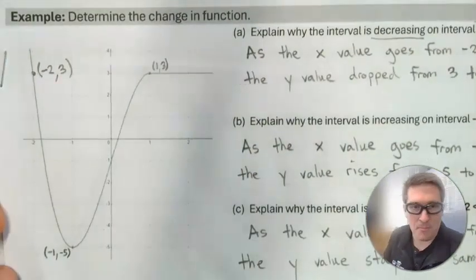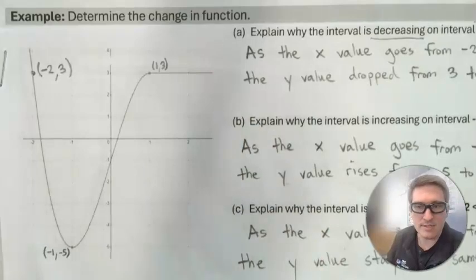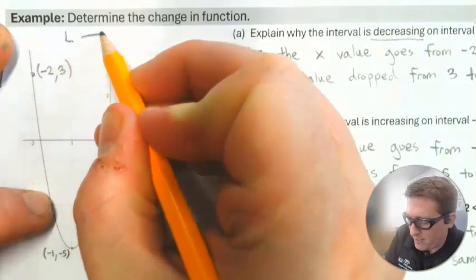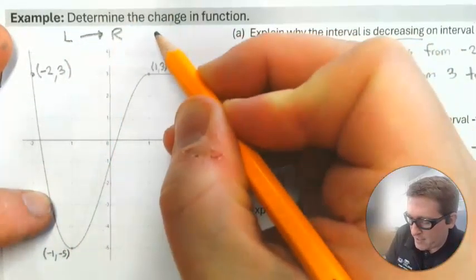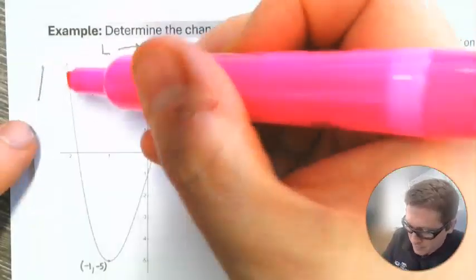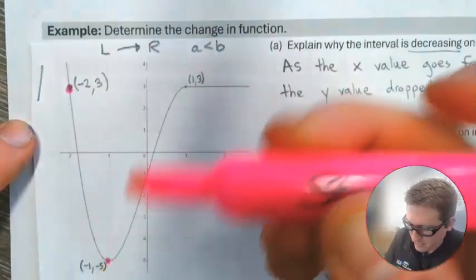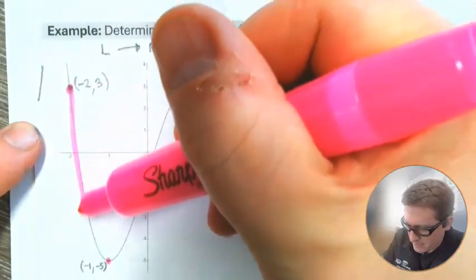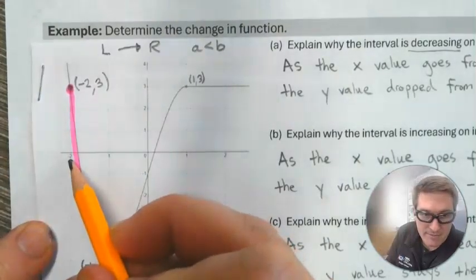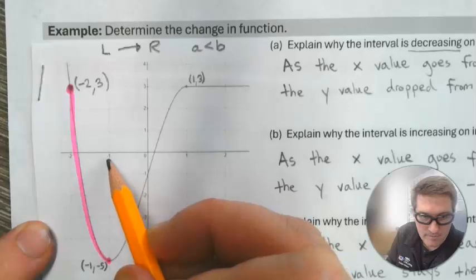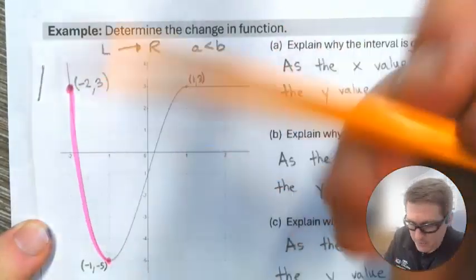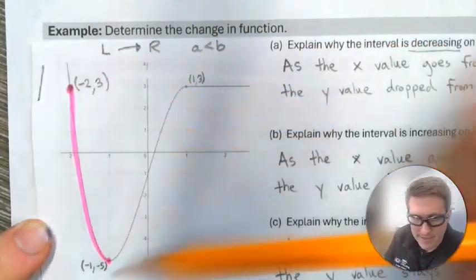So when interpreting increasing function, decreasing function, and constant function, read it like a book. Read it left to right. Read it so that A is smaller than B. Okay? So we're going to compare this point and this point, right? Now, from here to here, my x value increased from -2 to -1. There's still an increase on the x. But the function dropped from 3 to -5.